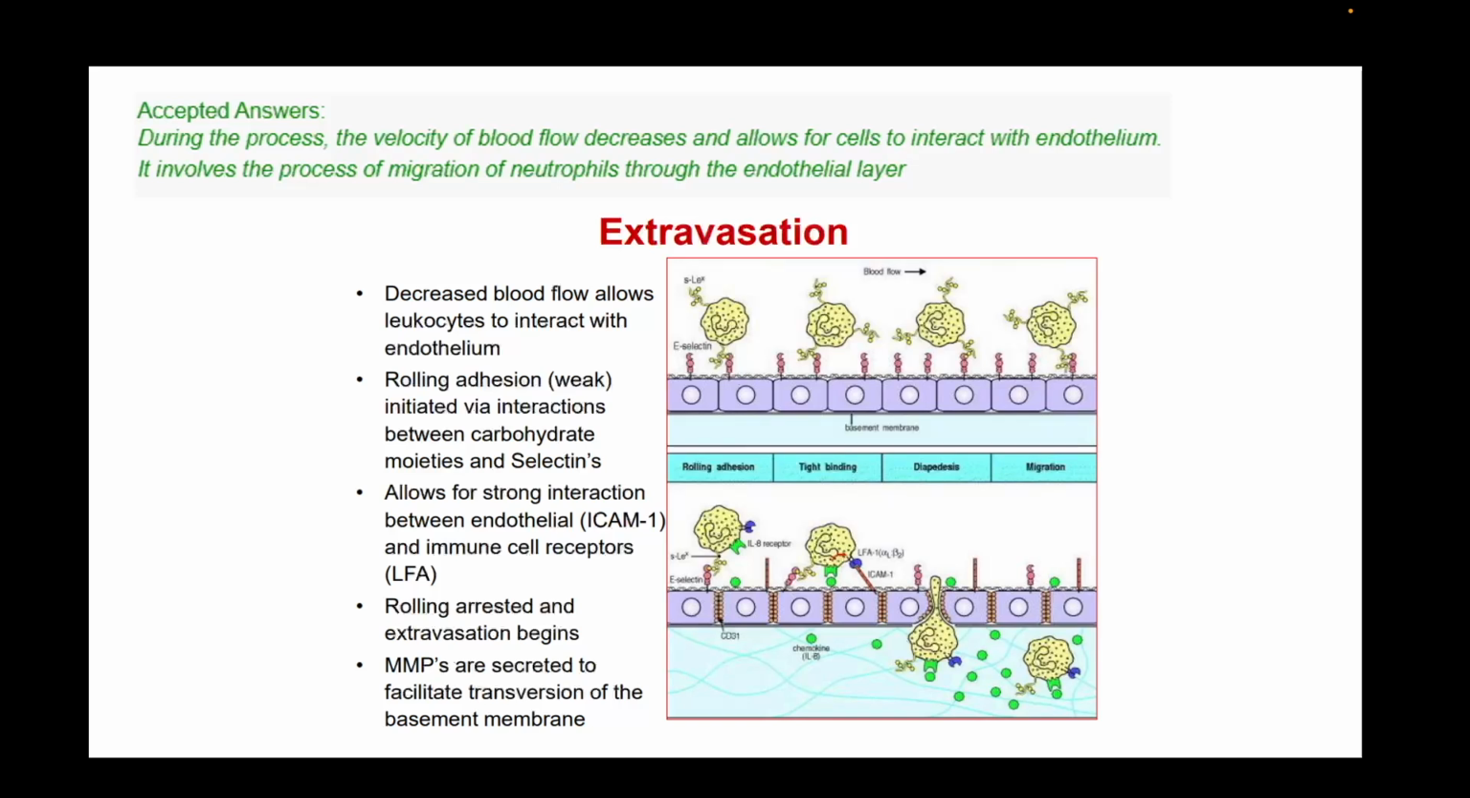So the correct options during the extravasation process would be that the velocity of the blood flow decreases, which allows for cells to interact with the endothelium, and it involves the process of migration of neutrophils through the endothelial layer.